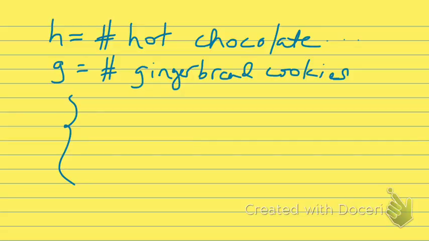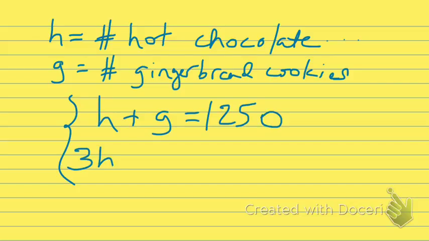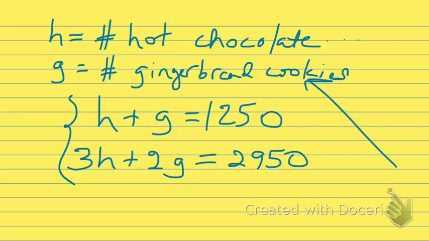One of our equations is the number of hot chocolates plus the number of gingerbread cookies is 1,250 items, and then what they cost, $3 for every hot chocolate and $2 for every gingerbread cookie, for a total of $2,950. Okay, well, there's a point.